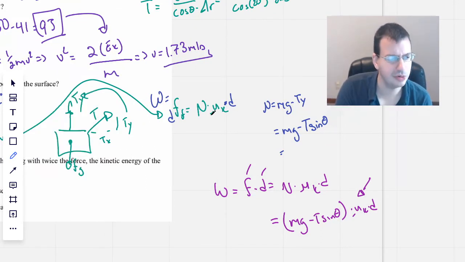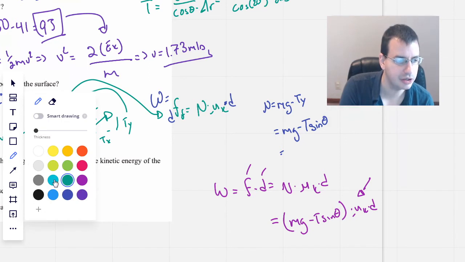Solving for this, now already done green. Already done green. Light blue. Okay.